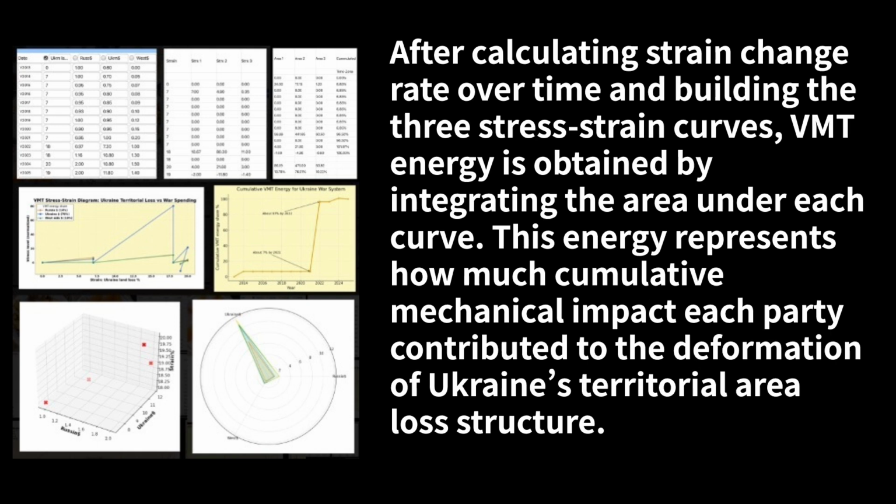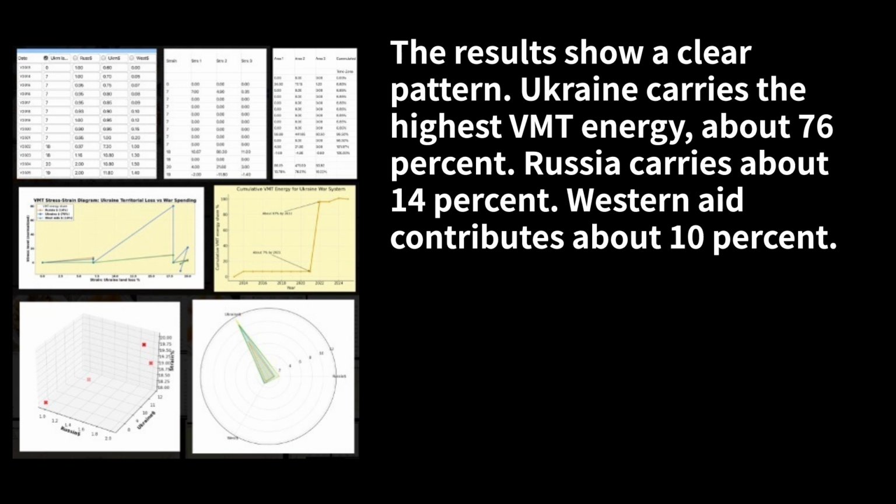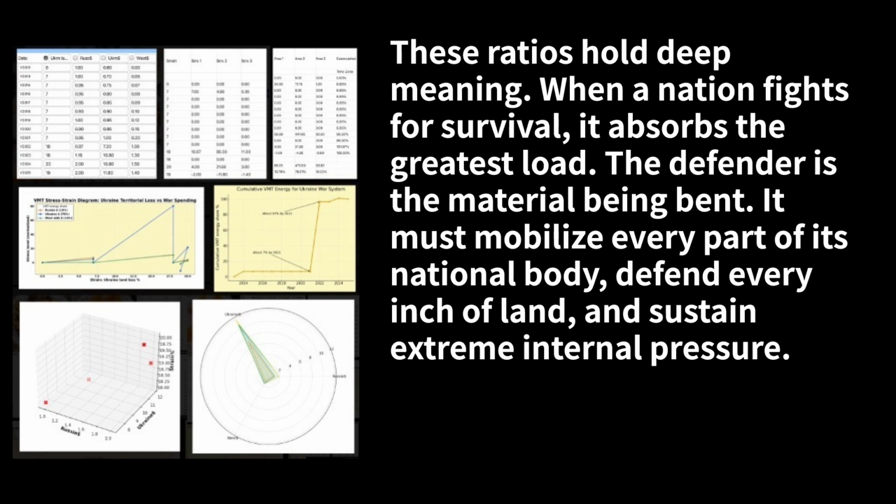After calculating strain change rate over time and building the 3 stress-strain curves, VMT energy is obtained by integrating the area under each curve. This energy represents how much cumulative mechanical impact each party contributed to the deformation of Ukraine's territorial area law structure. The results show a clear pattern. Ukraine carries the highest VMT energy, about 76%. Russia carries about 14%. Western aid contributes about 10%. These ratios hold deep meaning.